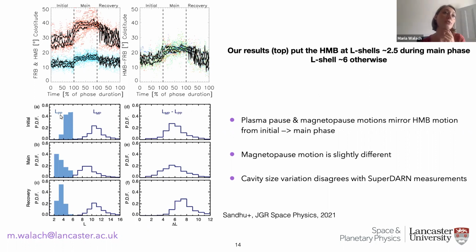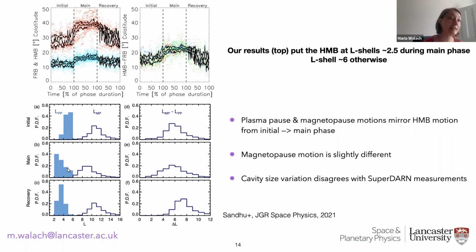And you can see this blue histogram shows you the plasmapause location in terms of L shell for the initial, main and recovery phase. And so what we're seeing here for the initial phase, we are at L shell of just under 6. So that's similar to what we see with our Heppner-Maynard boundary.